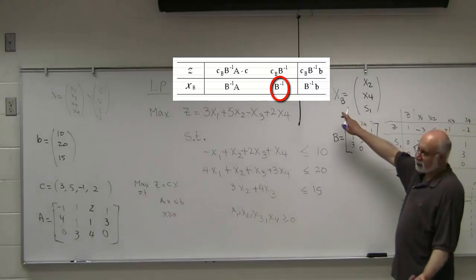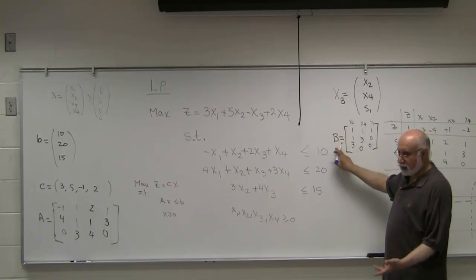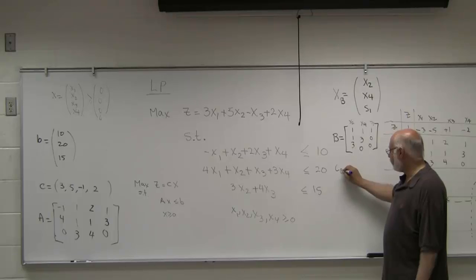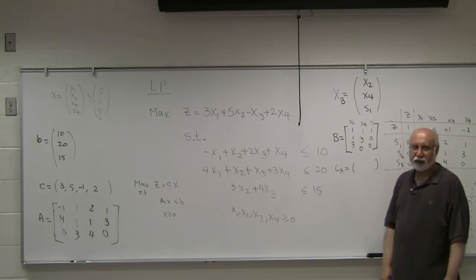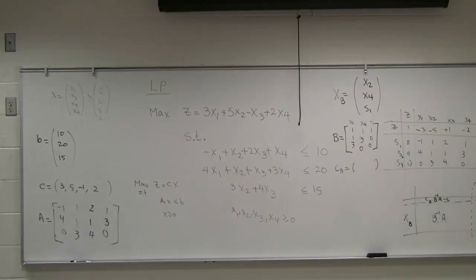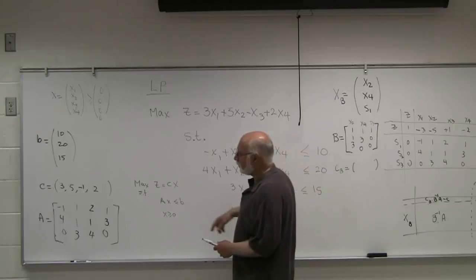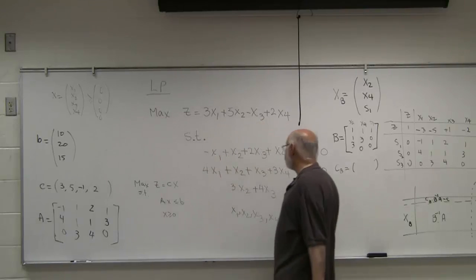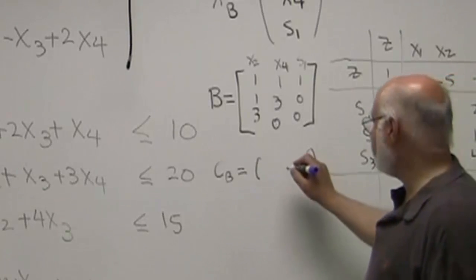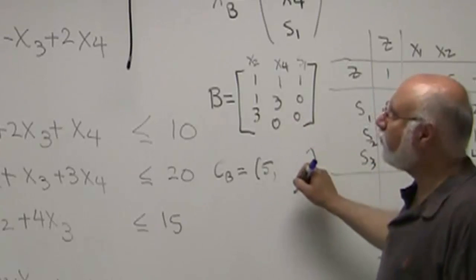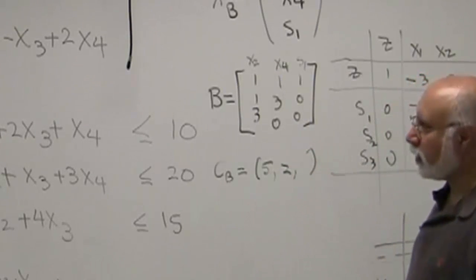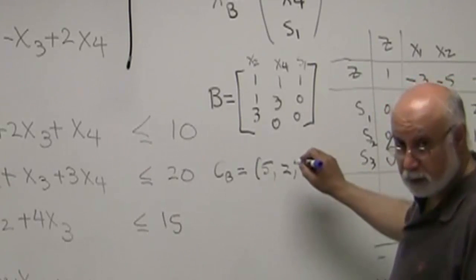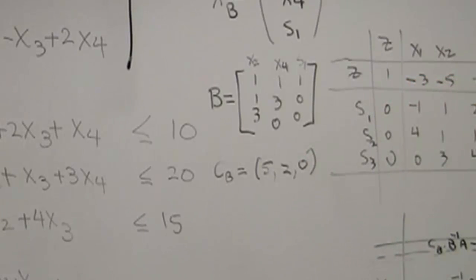So it makes sense that if I have XB and B, I also have a CB. What is the CB? It is the coefficient of these basic variables in the original objective function. That was the c, just written from the original objective function. So for x2 it is 5, for x4 it is 2, and for s1 it is 0. The rest just fits into this.